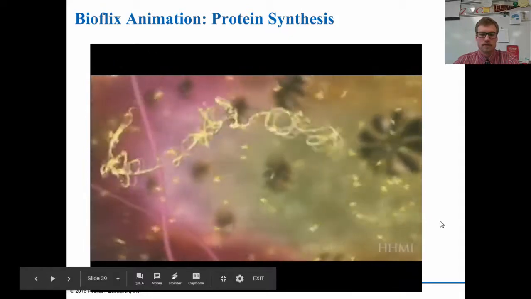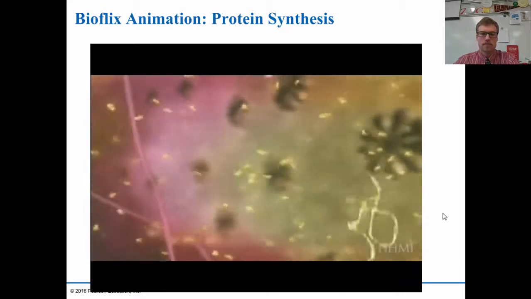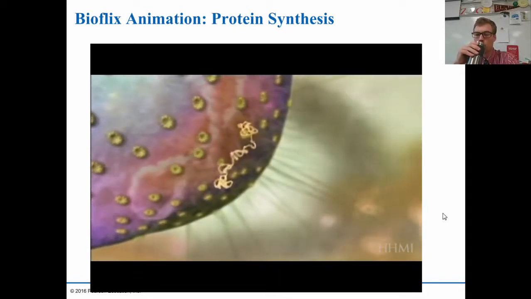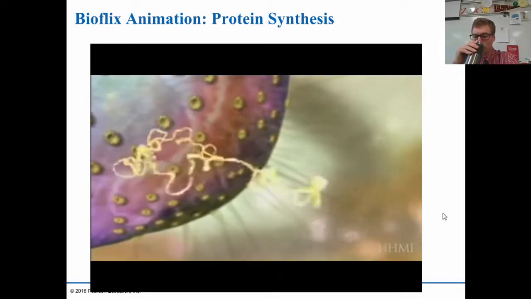The job of this mRNA is to carry the gene's message from the DNA out of the nucleus to a ribosome for production of the particular protein that this gene codes for.